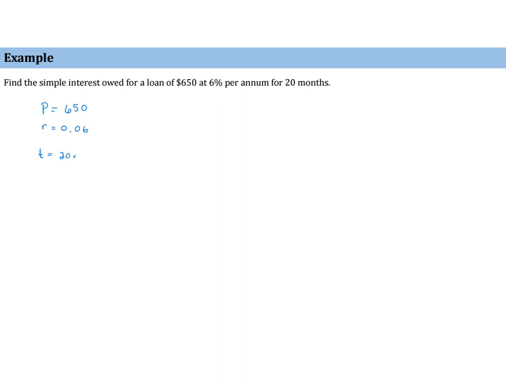So 20 months needs to be converted to years. So we divide by 12 because there are 12 months in 1 year. So you can tell that we are multiplying by 1. 1 year equals 12 months. And so months cancels with months, and 20 twelfths would be 5/3 of a year.